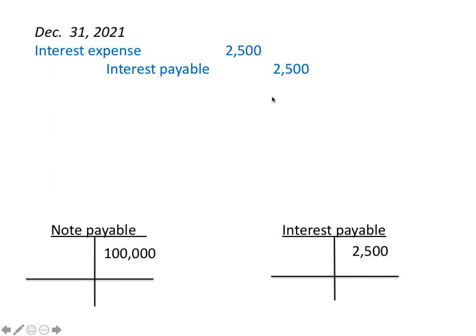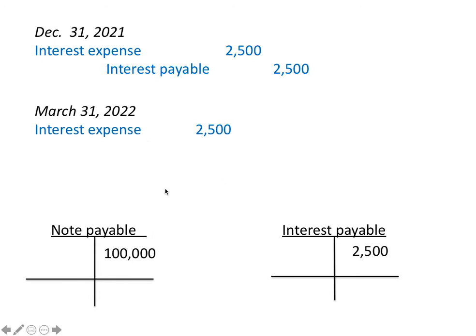The interest payable represents the amount of interest that they have incurred but not yet paid. Note that we are not increasing the note payable by $2,500. We are recording it in a separate current liability account. The interest due is separated from the principal amount that's due.